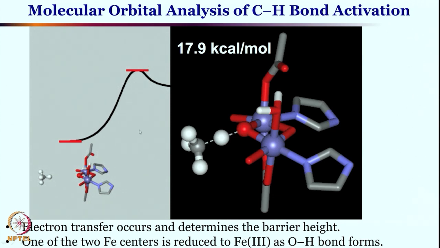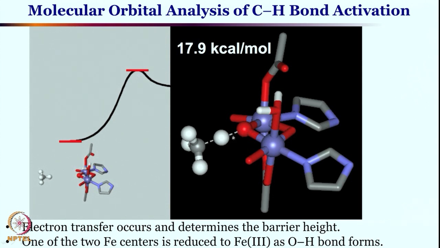Here it is, 17.9 kcal per mole, which is okay, right, which is achievable at 20 degrees C. So this is the highest energy demanding step, and this is the step why we do see a kinetic isotope effect when we displace CH4 with CD4. If these are deuterium, this CH bond breaking becomes further slow, because this is the most difficult step to carry out.